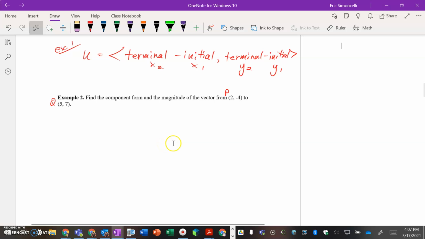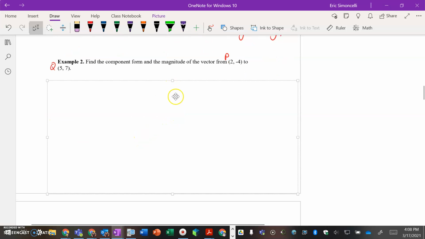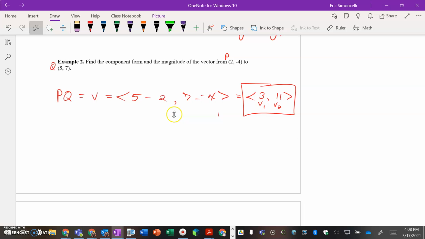Find the component form and the magnitude of the vector from 2, -4 to 5, 7. I labeled this as P and I labeled that as Q. So if we see here, going through the process of finding vector PQ, take a look, I'll uncover here.